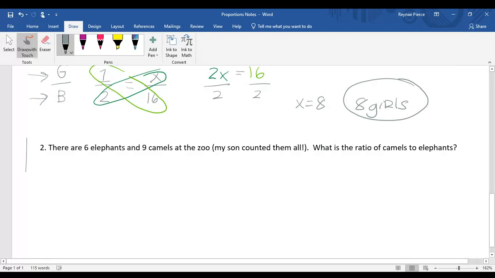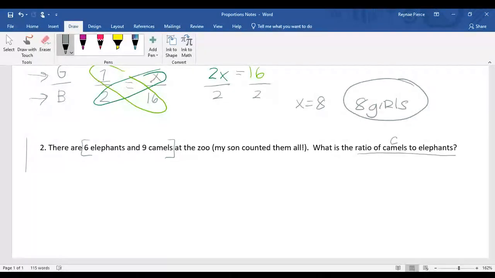Last one here. There are 6 elephants and 9 camels. Okay. Since we're just given information about the total number, we're going to look down here in the last sentence. We want the ratio of camels to elephants. So camels to elephants. Okay, the number of camels will be in the top. The number of elephants is in the denominator at the bottom. Okay, we had 9 camels and 6 elephants. All we need to do for this one, we don't even have to solve. Okay, we just need to simplify this fraction. Okay, so 9 over 6 simplifies to 3 over 2.